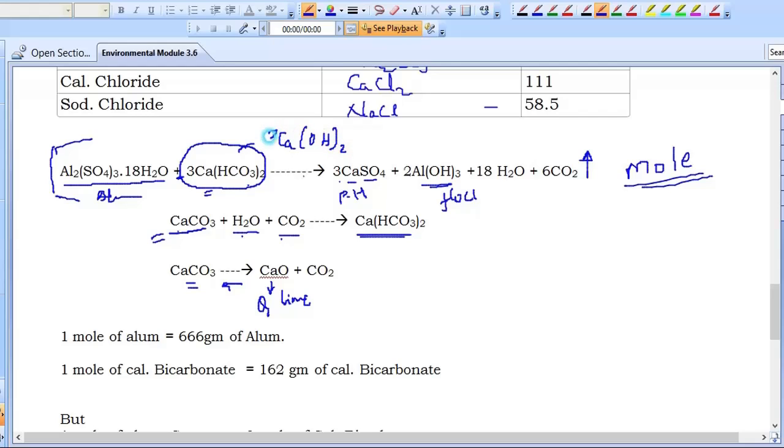Ca(OH)2 means again the reaction will be alum plus 3 moles of calcium hydroxide, and if you don't have this one, you need to prepare it. How are you going to prepare it? That reaction is something like CaO plus H2O. Is it okay?